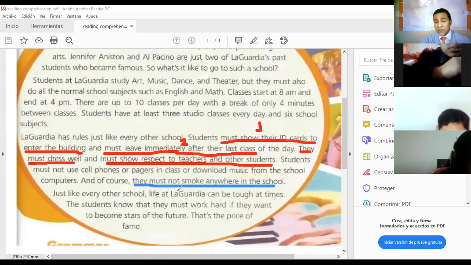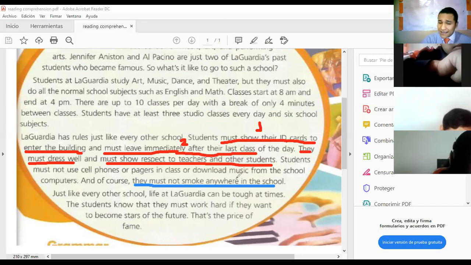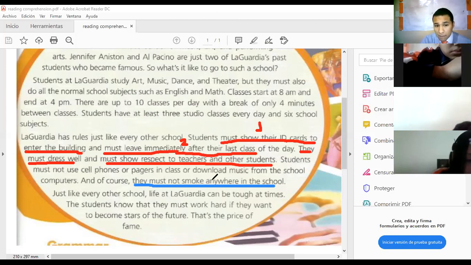What more, guys? They must work hard if they want to become stars of the future. Okay, almost perfect, Melina. Let's see. The answer is here in paragraph number three. They mustn't smoke, okay, it is prohibited. What more is prohibited? Mustn't, must not.